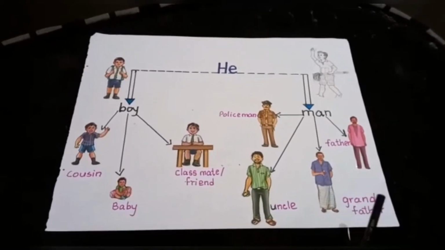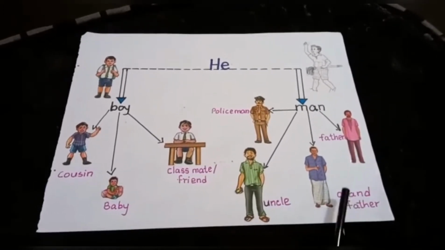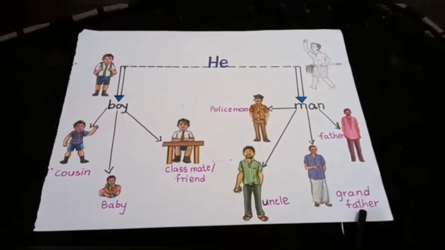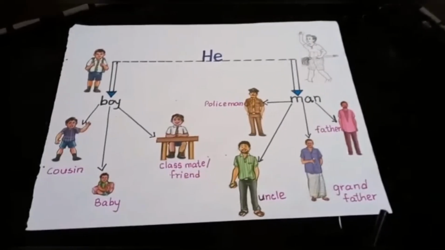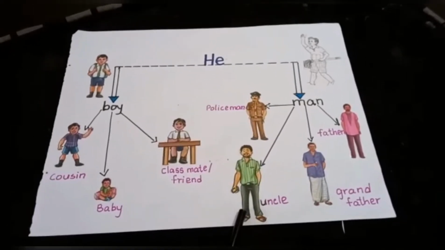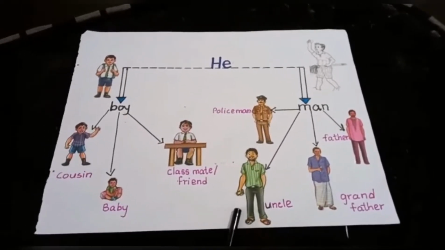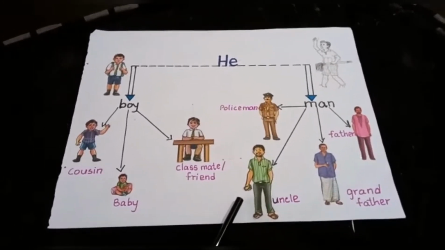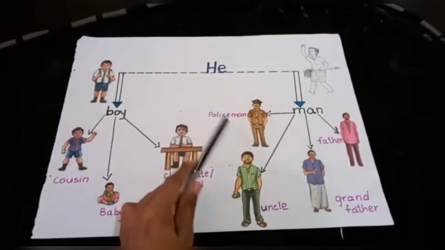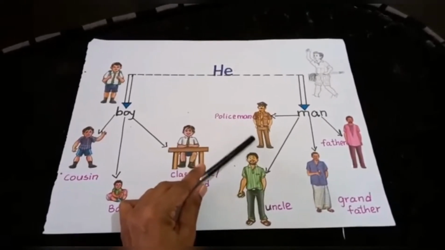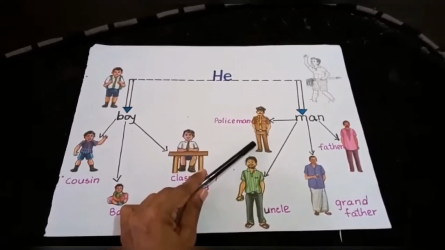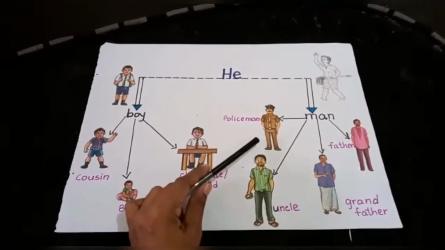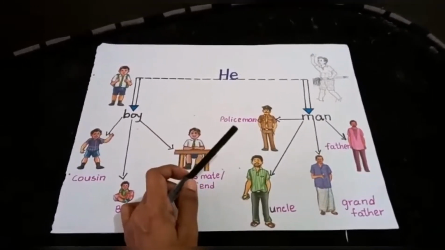Grandfather. Your grandfather is a man. So you will say he is my grandfather. Similarly for your uncle. Your uncle is a man. So you will say he is my uncle. Now see this policeman. He is a man. So we will say he is a policeman.